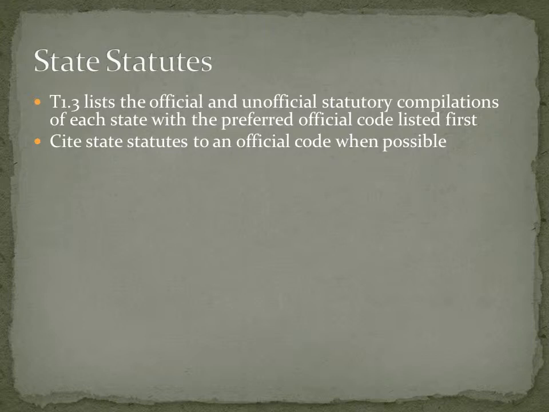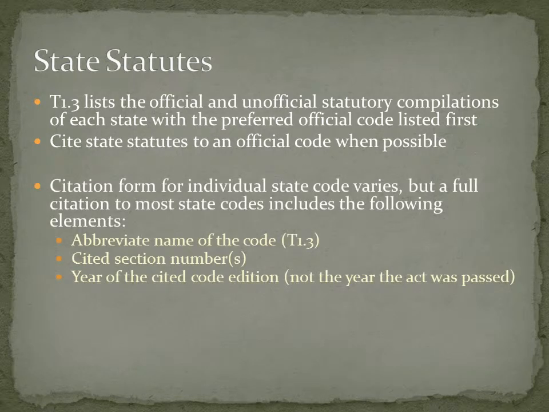Moving on to state statutes, these are a little tricky to teach because every state is going to be done differently. Table 1.3 lists the official and unofficial statutory compilations of each state with the preferred official code listed first. You want to cite state statutes to an official code when possible. A citation form is going to vary state to state, but most full citations are going to include the abbreviated name of the code, the cited section numbers, and the year of the cited code edition. So there's an example from Florida.